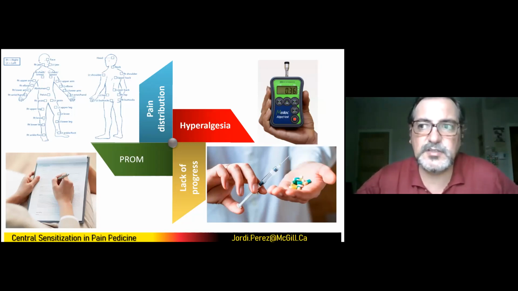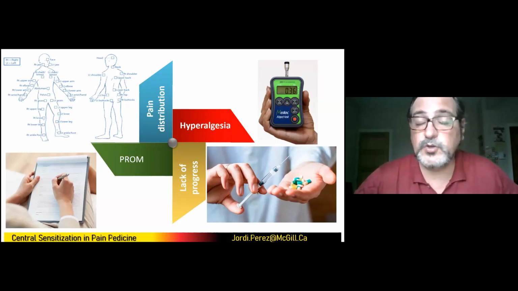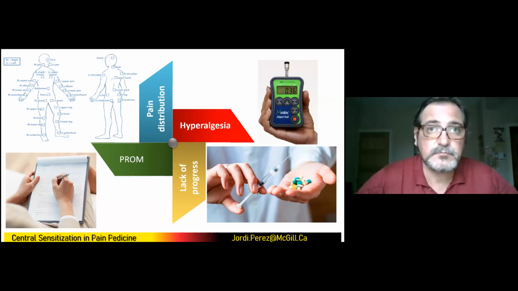The same way that we can test sensation with a brush or with a prick, we should start using other tests to prove that there is hyperalgesia. A dolorimeter is cheap and can be used in the clinic very easily. The central sensitization inventory is burdensome, but it might help at least identify the patients with severe central sensitization. So I think this is something that we could integrate into our practice.